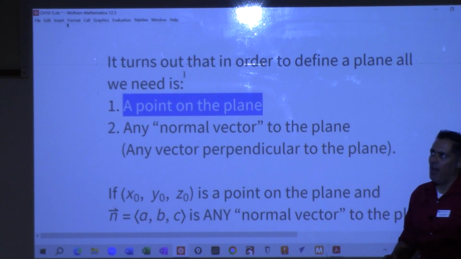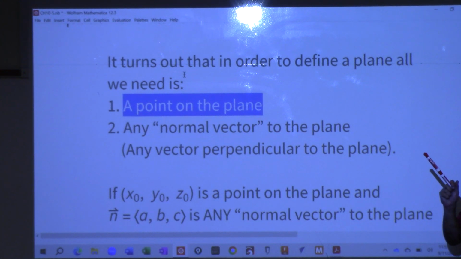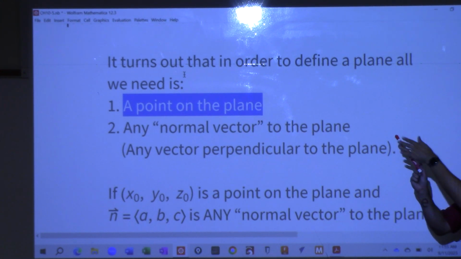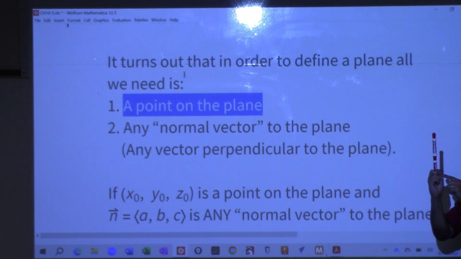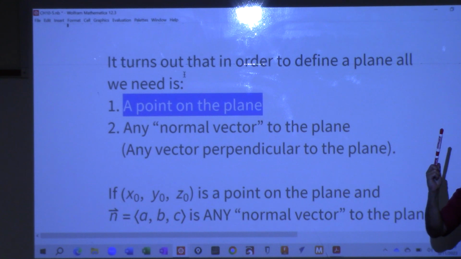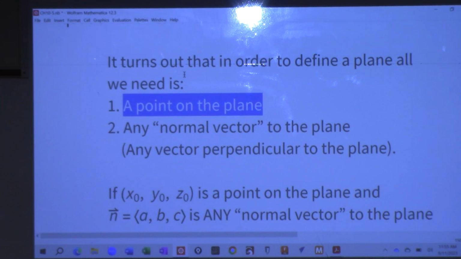So it's kind of like with a line, you need a point and a direction, right? For a line, a point and a direction. Point, direction, I've got the line. For a plane, you need a point and a vector, but that vector needs to be the normal vector. It needs to be running perpendicular to the plane. And then you've got it, you've defined the plane.